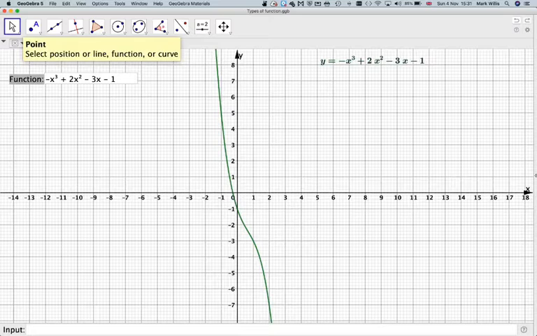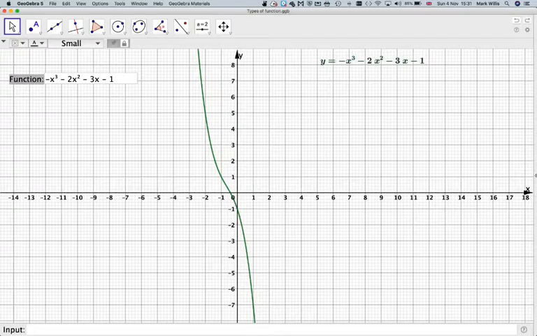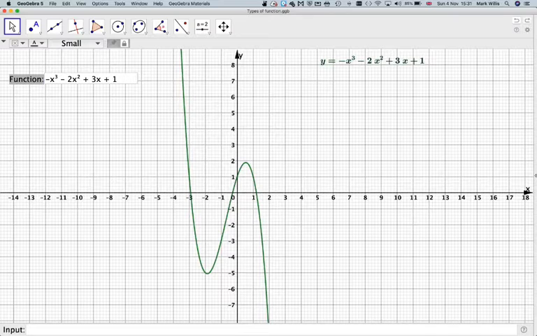Okay, so we'll probably need to change some of these. Let's just change some of these and see what happens here. Okay, so that's the other type here.